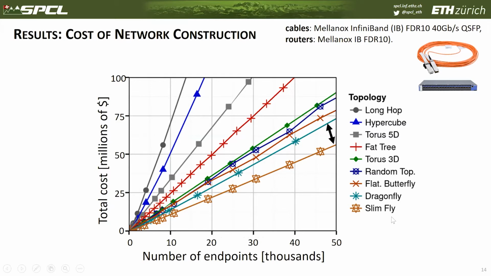Right? And what you can see is that SlimFly is consistently the most cost-effective, as a direct consequence of the fact that we have lower diameter, which means we also have the smallest amount of equipment that we need to use for a given traffic pattern, for a given performance to be achieved.